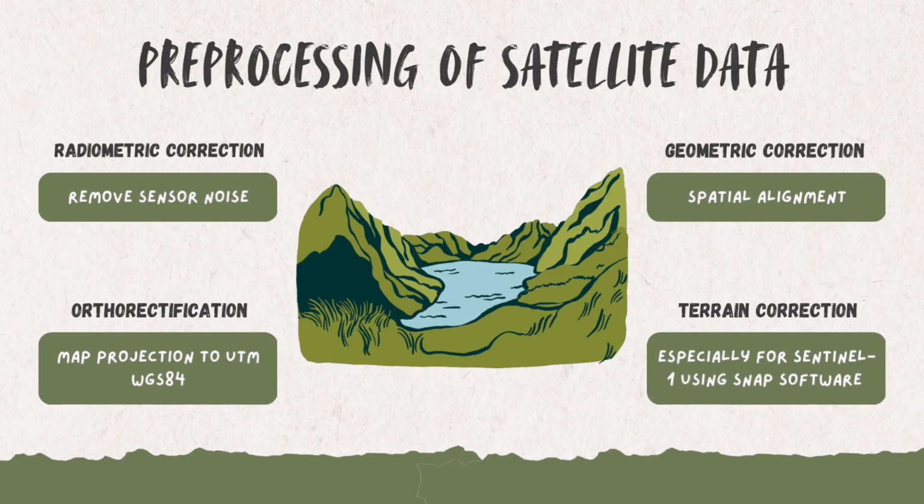Pre-processing of satellite data. Before analysis, all satellite images were pre-processed. This included radiometric correction to reduce sensor noise, geometric correction to align images, and orthorectification using UTM zone 47N. For Sentinel-1, terrain correction was performed using ESA SNAP software.